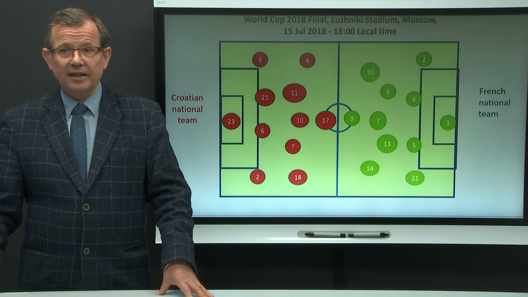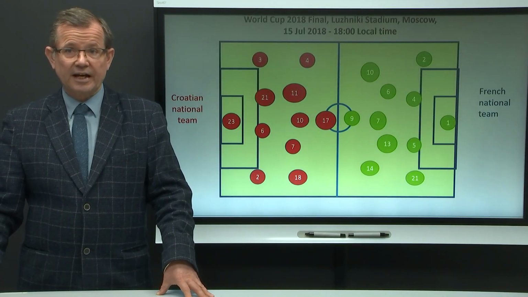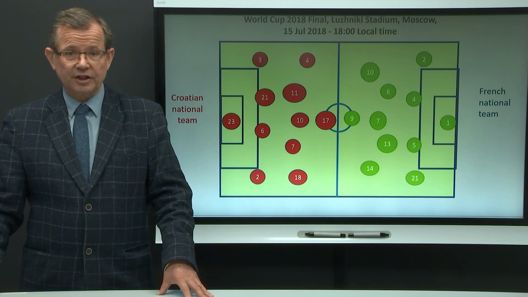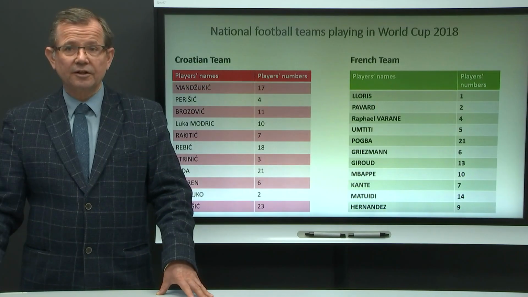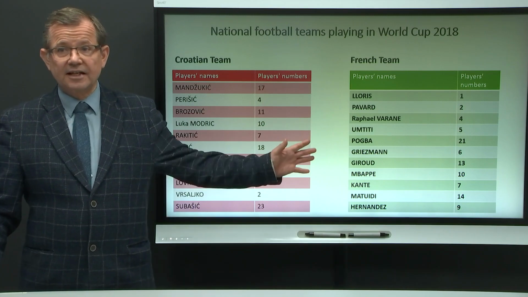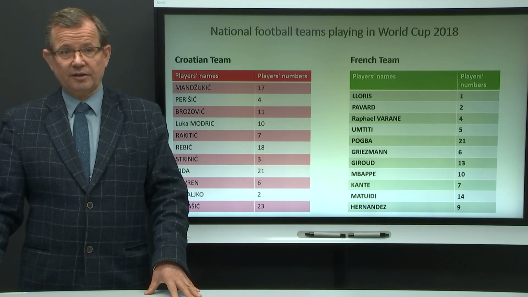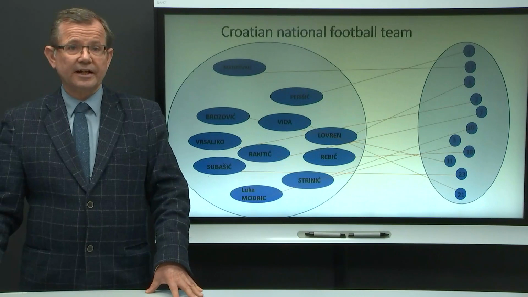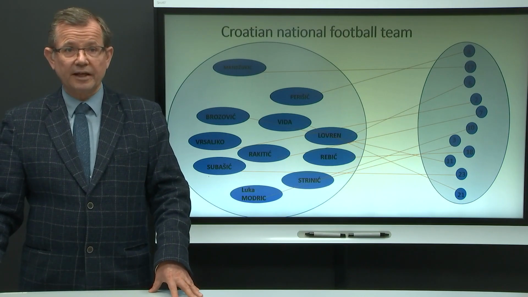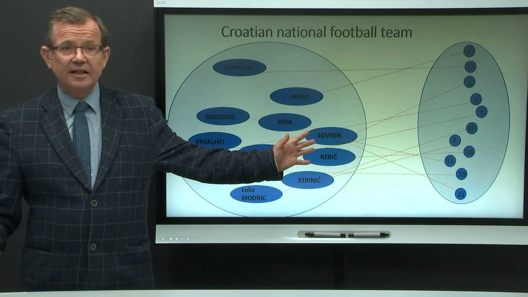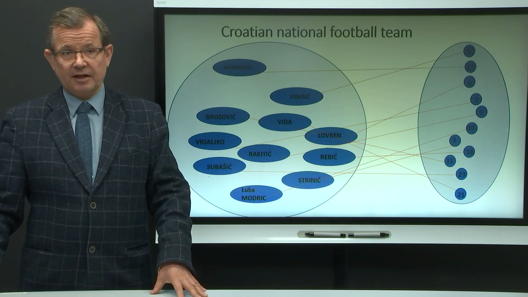I will now explain the concept of a function with a real-life example of football teams. We consider two football teams that played in the final match of the Football World Cup 2018. On the left-hand side, there is the Croatian national team, and on the right-hand side, we see the French national team. We introduce a relation between the names of football players of the Croatian team and their numbers. We pair each player's name with exactly one number from the set of players' numbers.